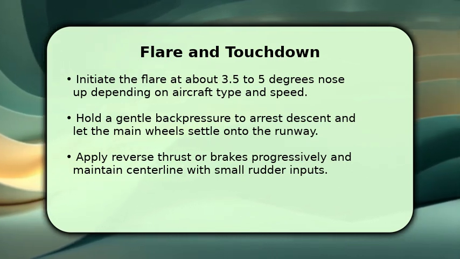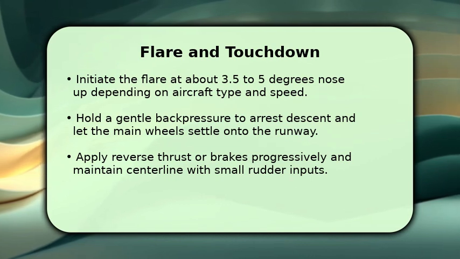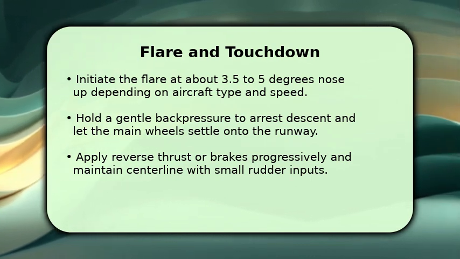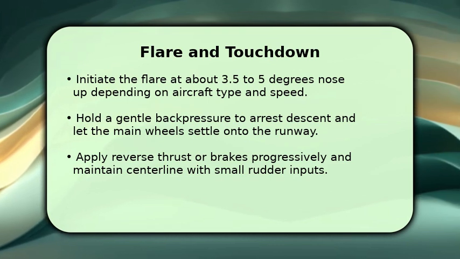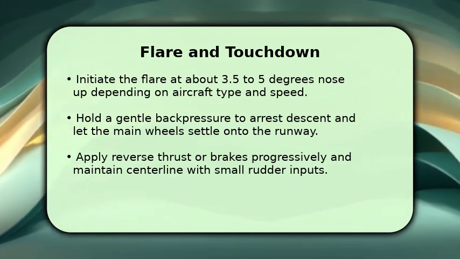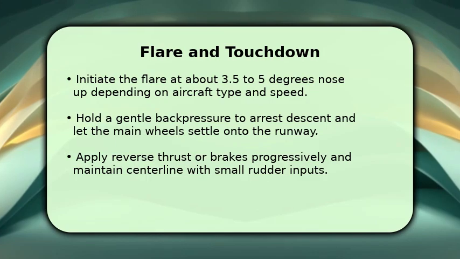Once wheels are on, add reverse thrust or spoilers if available, and use progressive braking to bleed speed while keeping the aircraft aligned with small rudder or pedal corrections for a clean rollout.